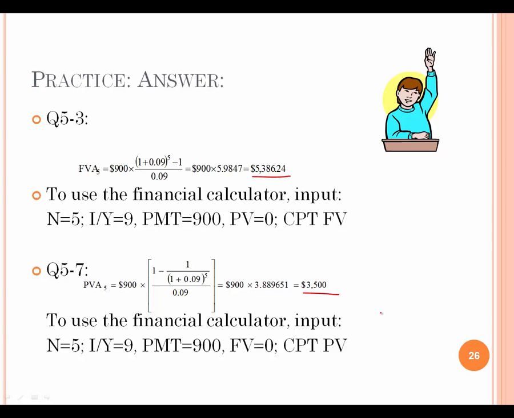I show you how to use the formula as well as how to use your financial calculator to get the results.